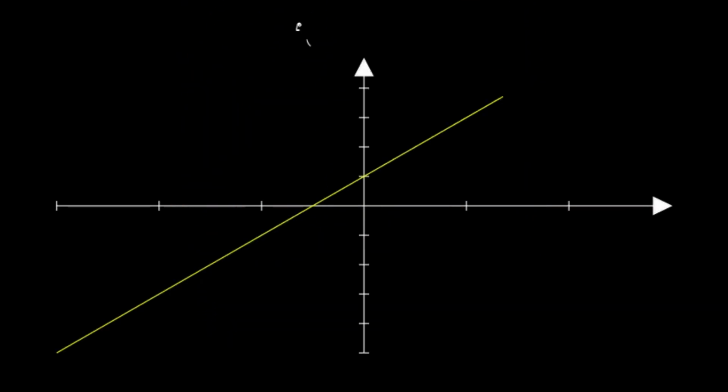Let's look at a simple example of a bijective function. Consider f(x) equals 2x plus 1 from the real numbers to the real numbers. This function is bijective because, first, it's injective, different inputs always give different outputs. Second, it's surjective, every real number can be reached as an output by some input.